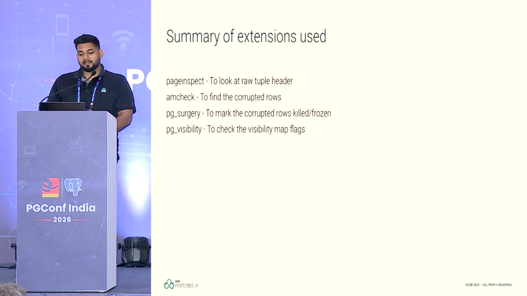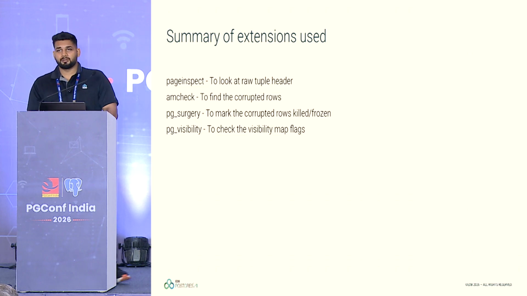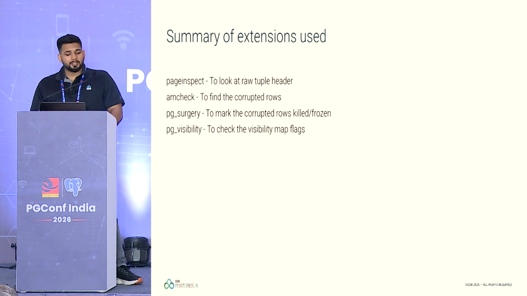A summary of the extensions that I used. pageinspect helps you look at the raw tuple headers and the contents within a page, which will otherwise not be visible to a user. You would have seen that some of the queries returned 0 rows, but when you use pageinspect, you look at all the rows irrespective of whether they are visible or not, because you're looking at raw data. You're not looking at data that has been beautified for a user to consume. amcheck is used to find the corrupted rows. pg_catcheck does a similar job, but for catalog tables.